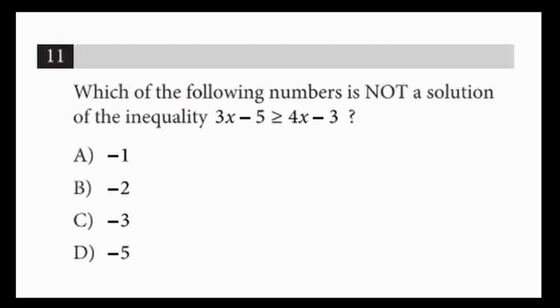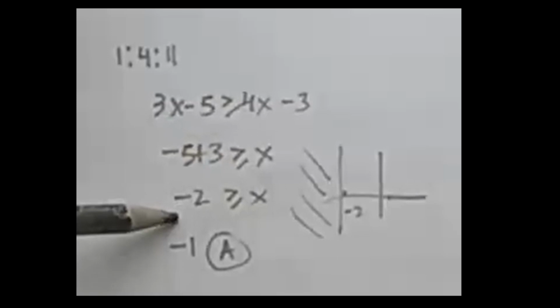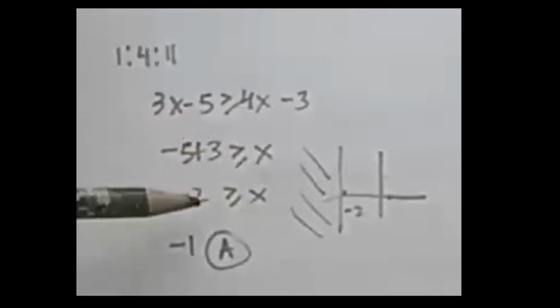Number 11. Which of the following numbers is not a solution of the inequality? This one, I wrote it out and solved it real fast. That's what I would do on the test. So here we have what we were given. I just took my 3x over. I know that just gave me x, and brought the 3 over here. Negative 2 is greater than or equal to x. I was able to do that in like 3 to 5 seconds.